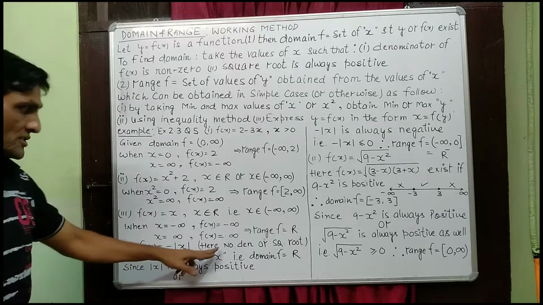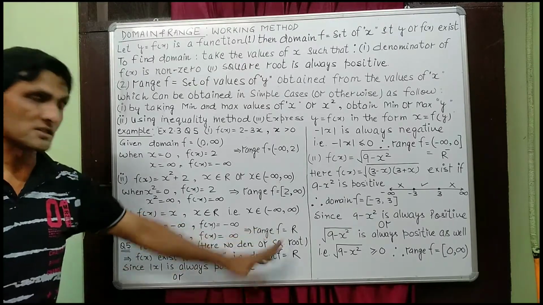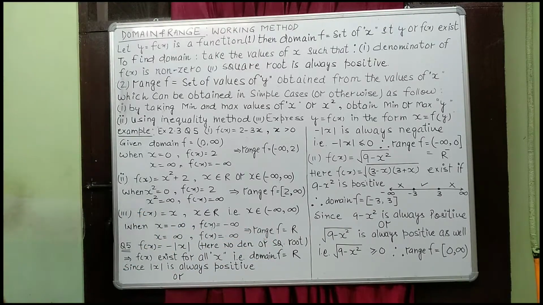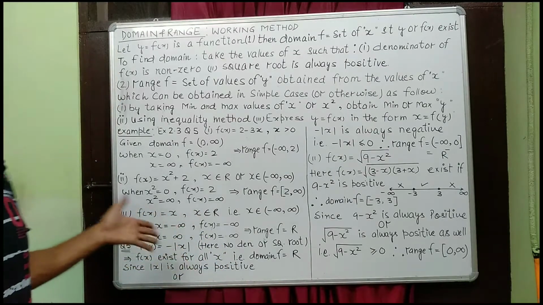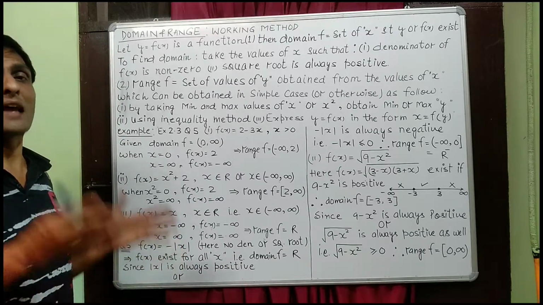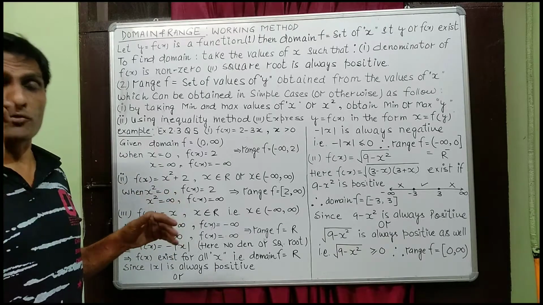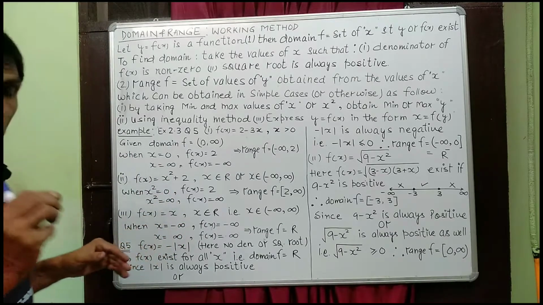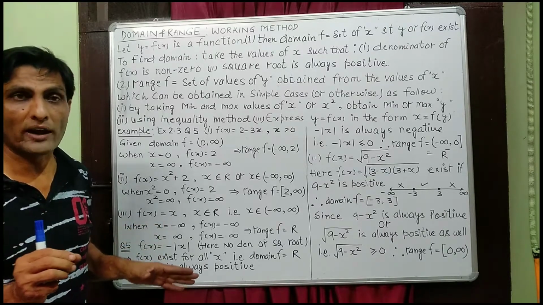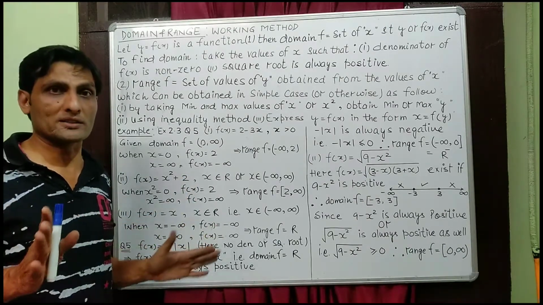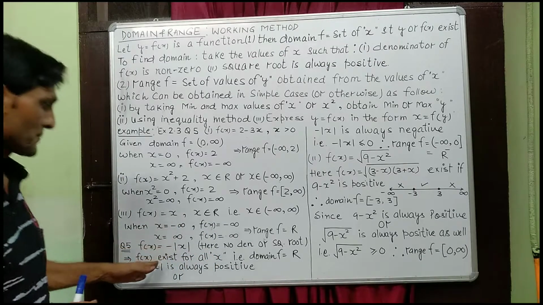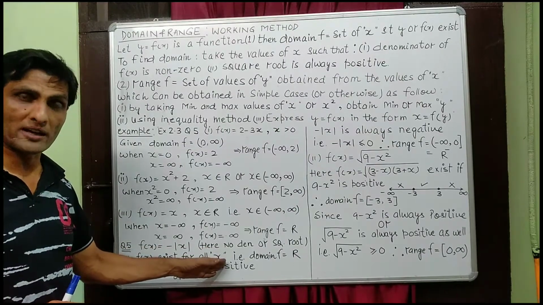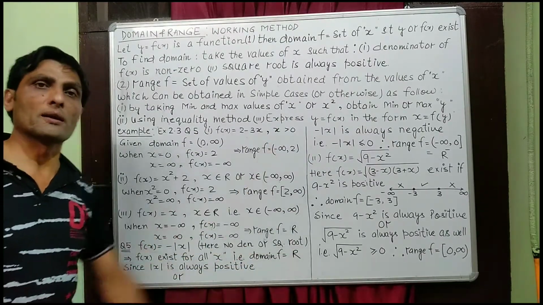So in this function you can see there is no denominator and there is no square root in the function. It means the denominator as well as the square root are not involved. So the value of y, the value of f(x) exists for all values of x. If there is any value of x for which f(x) does not exist, then we will not take that value of x in the domain. Here, since f(x) exists for all values of x, the domain is all real numbers.